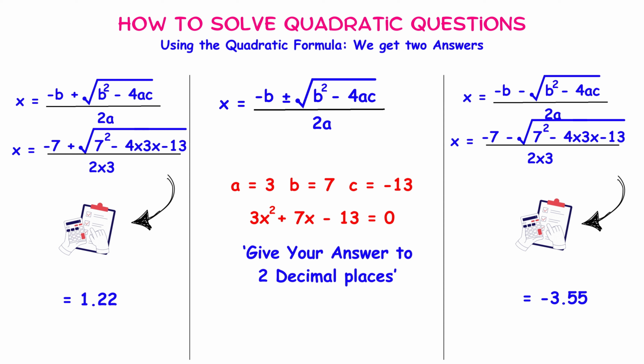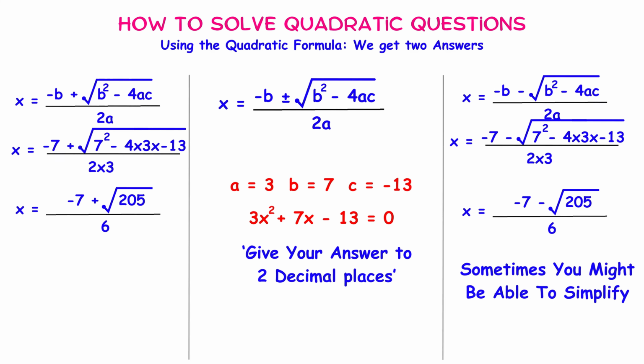If they ask for the solution to a certain number of decimal places, like give your answer to 2 decimal places, then you can just plug the whole thing straight into your calculator, which for the one on the left would be 1.22, and for the one on the right would be negative 3.55. But you do need to be careful because it's really easy to make a mistake. The most common problem is with this minus sign inside the square root, so it's always best to stick these 4AC bits in a bracket.